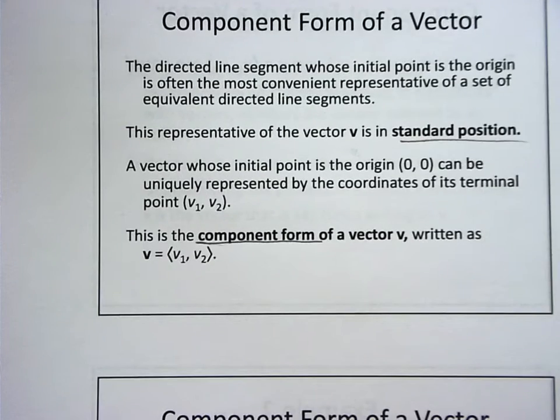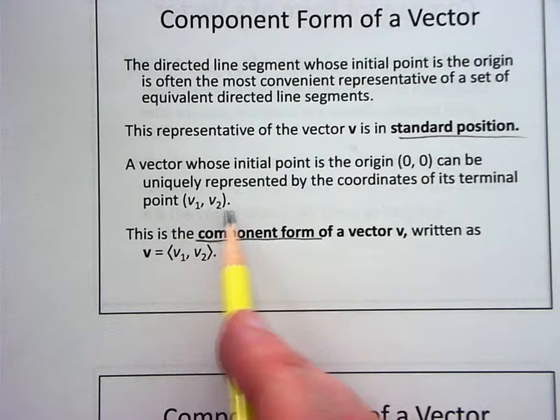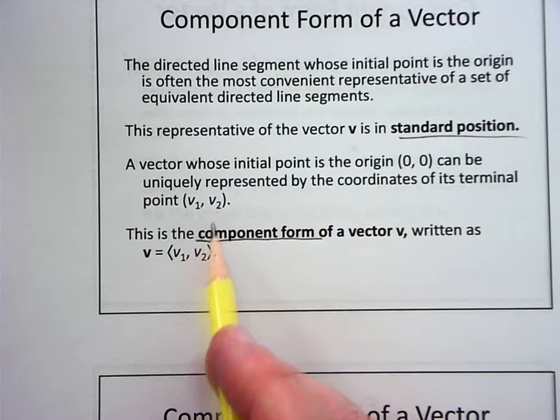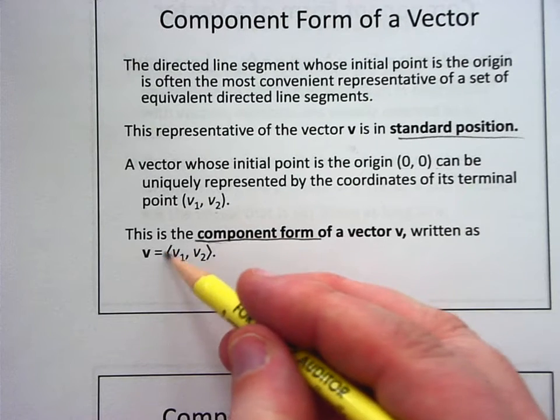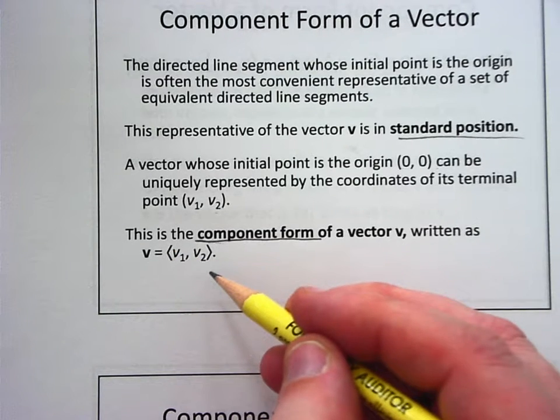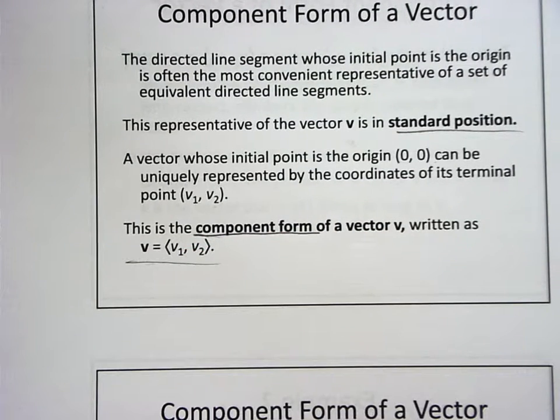What this means is that if I have it starting at 0, 0 and going to some point, it doesn't matter where, since I am going to imply that it starts at 0, 0, I'm going to show that with these arrowed brackets. They kind of look like a less than, greater than sign, but if I have those around it, that just implies start at 0, 0 and stop at whatever this is. So if they ask for component form, that's what they're talking about.